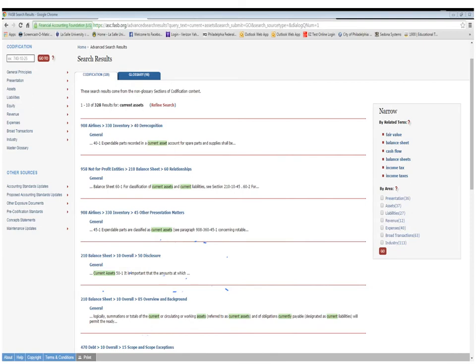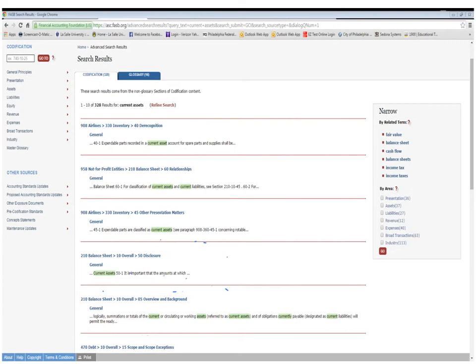Now, I made an educated guess about what section to look at in the codification and moved my way forward to find the answer to the question. Another search strategy is to type a term in the search bar. And so this green is what I got when I typed current assets in the search bar. And it would have eventually gotten me to where I needed to be.